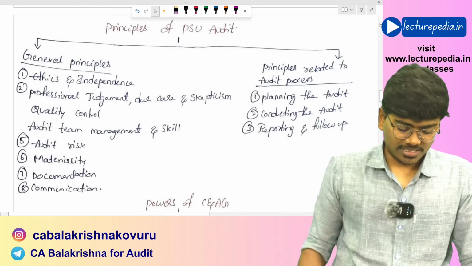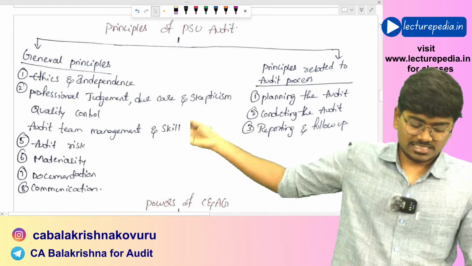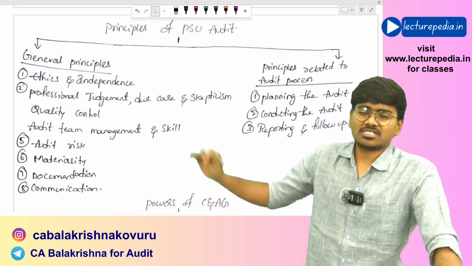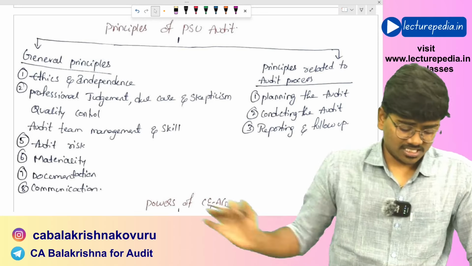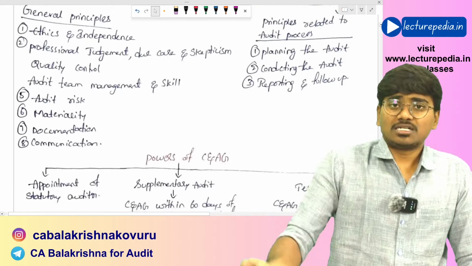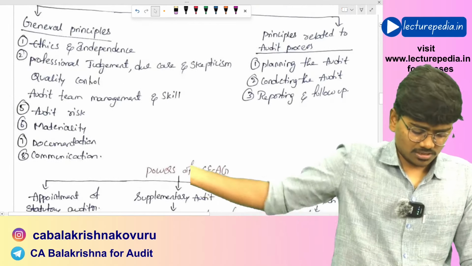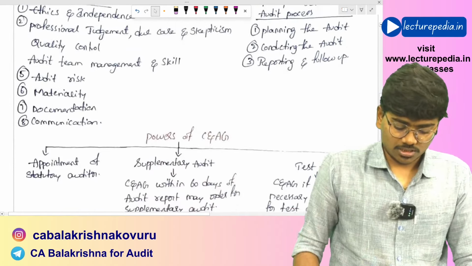There are basic principles like ethics and independence have to be followed, professional judgment must be maintained, professional skepticism should be there, and the audit team should be there properly. Certain basic principles are there, you can just go through them.